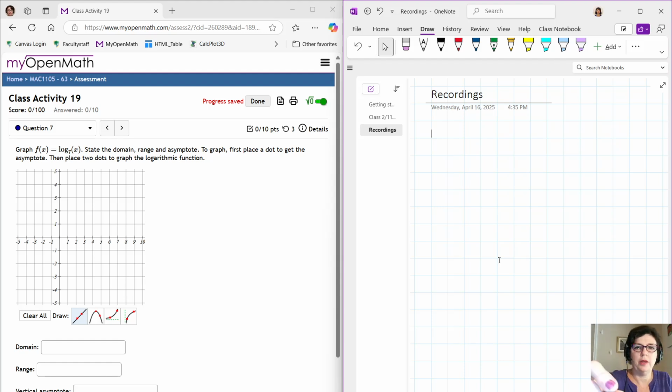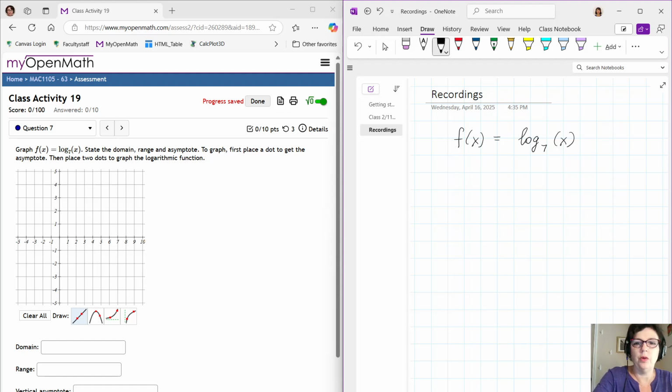Okay, guys, in this question, I am going to show you how to graph the function f of x equals log with base 7 of x using MyOpenMath, and also how to determine the domain, range, and vertical asymptote. We're actually going to start with the domain.